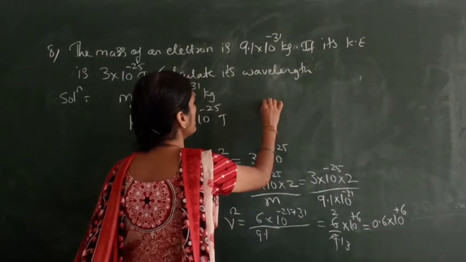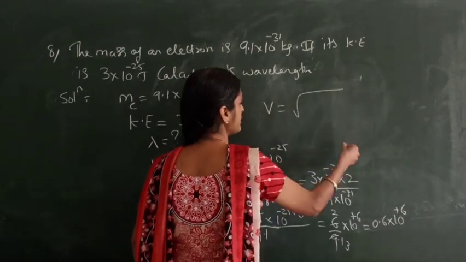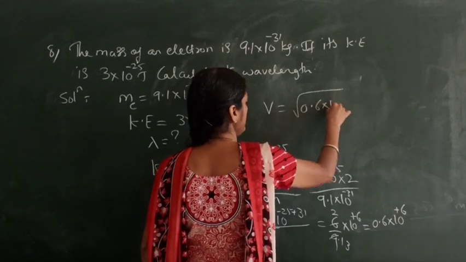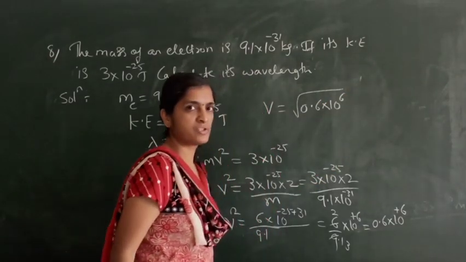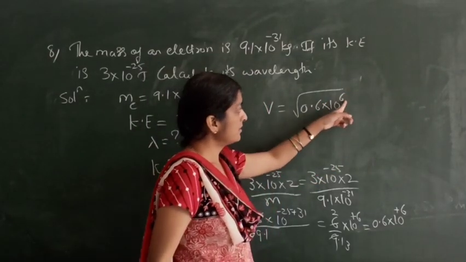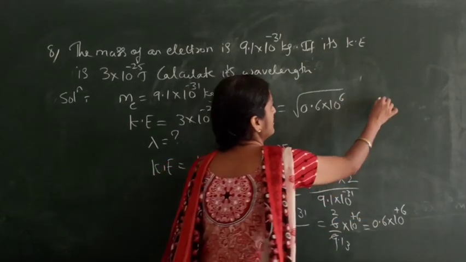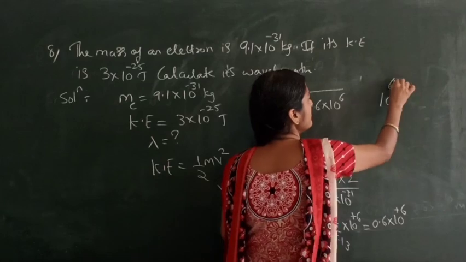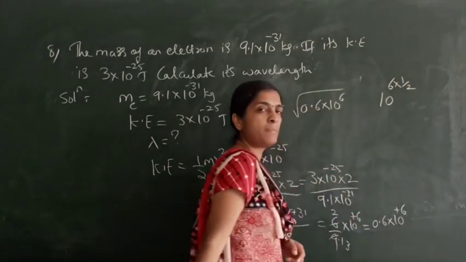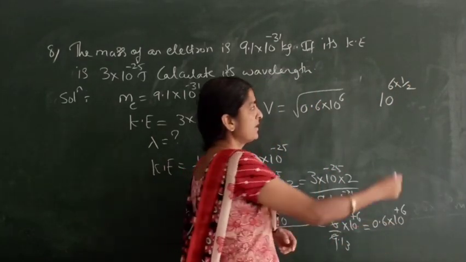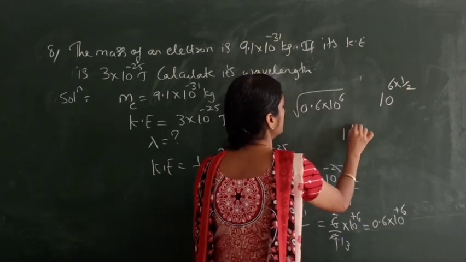So v will be equal to the square root of this quantity, 0.6 into 10 raised to 6. Now 10 raised to 6, its square root means to the power 1 by 2, so that will be 10 to the power 3.